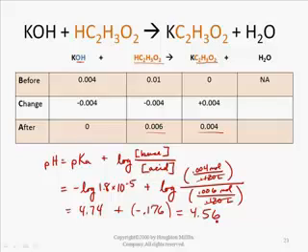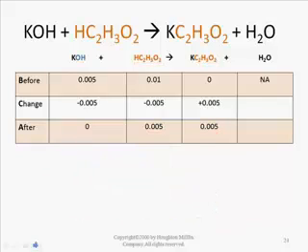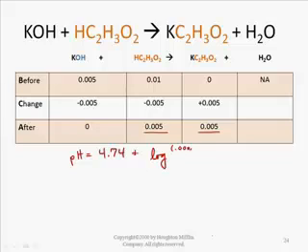Okay, so let's look at it with the next addition. So now we've added a little bit more of the base. Okay, but again, look at what's left. Here we're at our halfway point. So our pH is going to equal our pKa, 4.74 from before, because we have the log of 0.005 over 0.005. So we're at the halfway point. So 4.74.